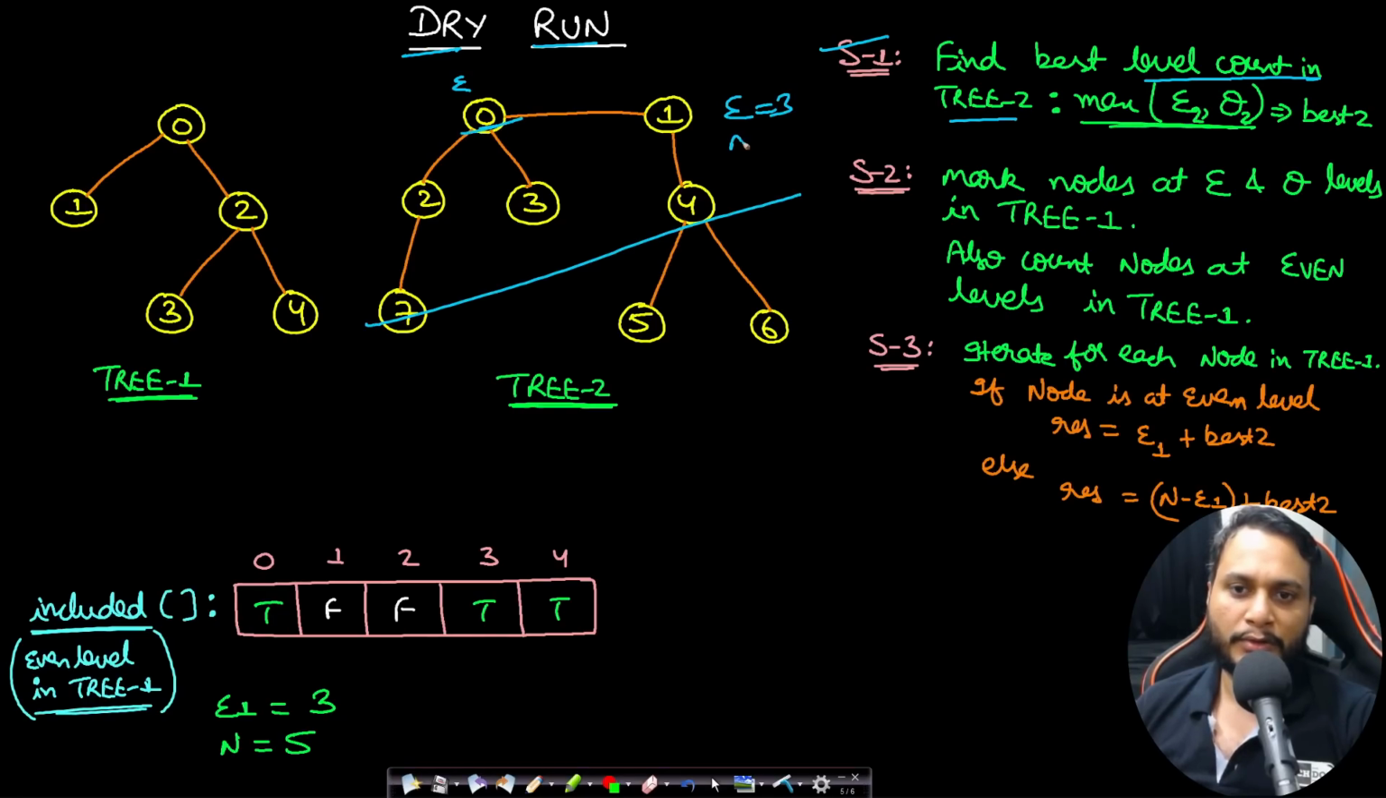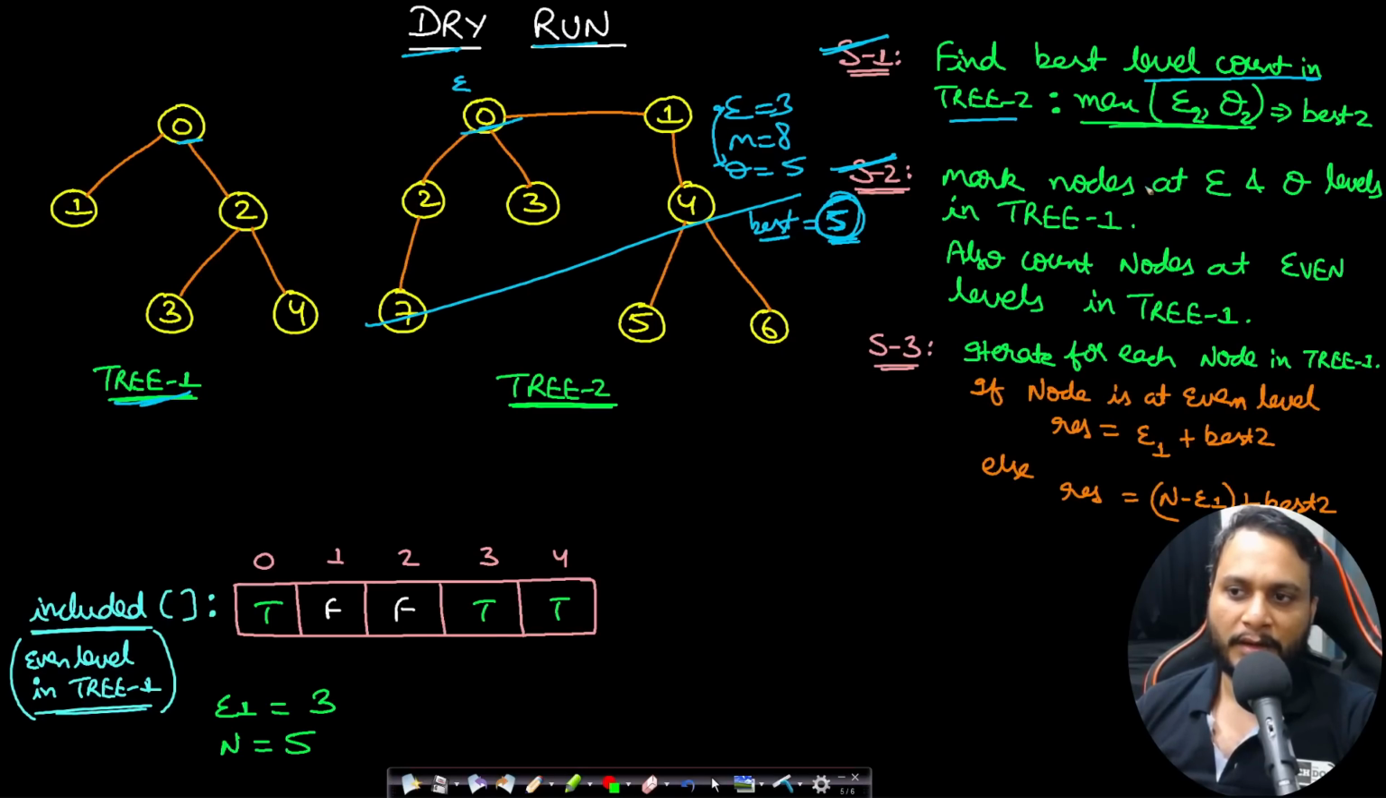It was coming as 3. Total number of nodes was 8. So the odd level count was equal to 5, which is 8 minus 3. Take the best option, which is the maximum of even and odd, and that will be equal to 5. So whenever any node from tree 1 gets connected to any other node in tree 2, it will always give you the best possible count if we want to maximize the count. Okay, so that was step number 1, which I had shown.